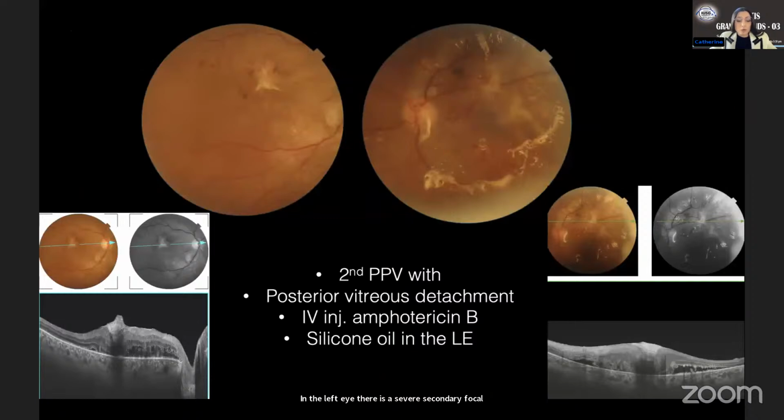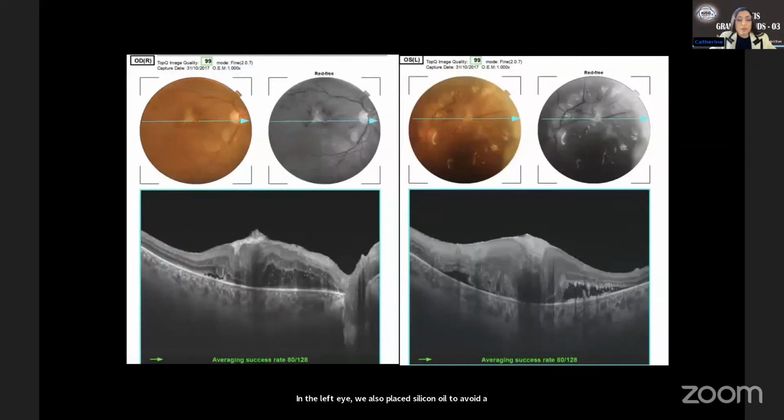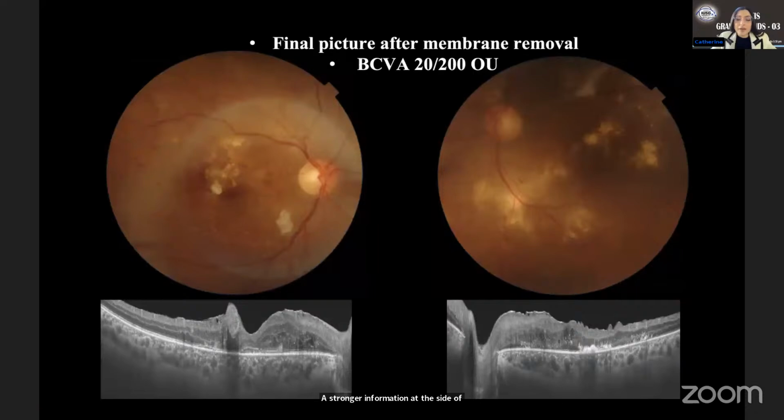Because we were not happy with the first result, we went back in and completed the PPV with posterior vitreous detachment and intraocular administration of amphotericin B. In the left eye, we also placed silicone oil to avoid a tractional retinal detachment. And this is how the eye looked after the completion of treatment. Disruption of the ellipsoid zone and the overall retinal architecture, along with an increased retinal thickness, were evident. A strong ERM formation at the site of the fungal invasion is also noted in both eyes. This is the final picture of our patient after membrane removal in both eyes.